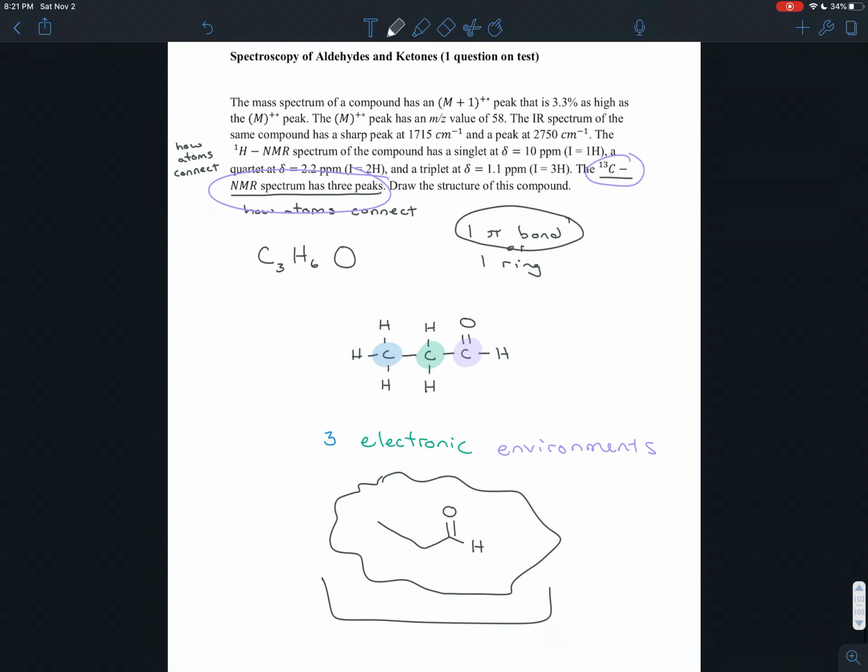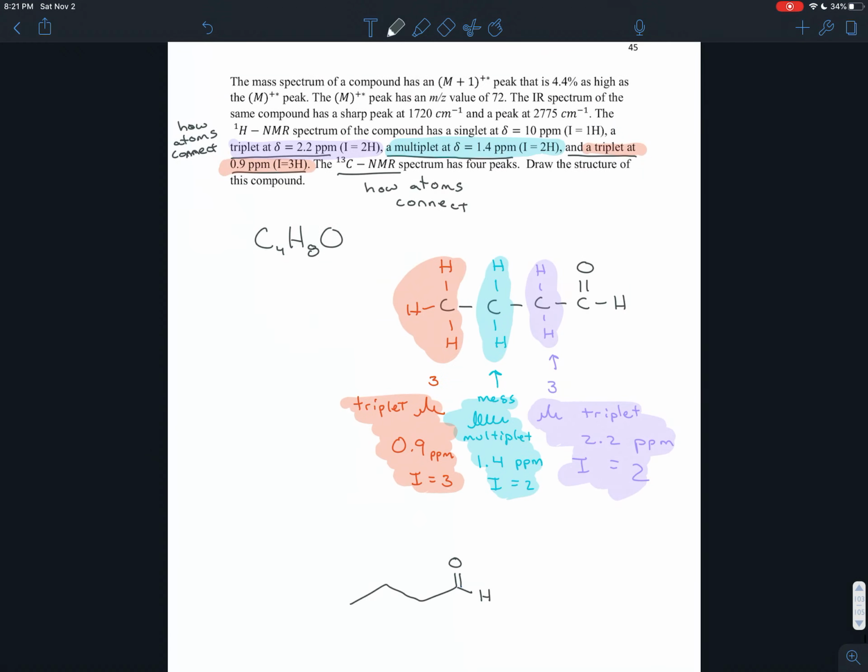So in these two exercises, we've done spectroscopy for aldehydes. I'm going to stop the video here, and then in another video we'll talk about the spectroscopy for ketones.